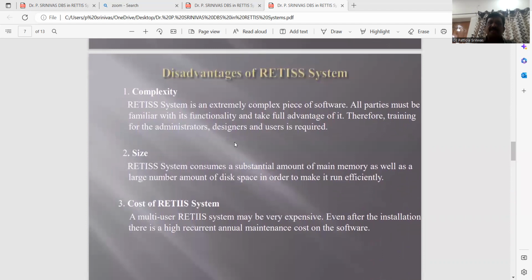And one more is the drawbacks. So the drawbacks of the RDBMS system. Here is the main important part. There are six different types of drawbacks of the RDBMS system in database security. The first one is called complexity. An RDBMS system is an extremely complex piece of software. All parties must be familiar with the functionality and take full advantage of it. Therefore, training for the administrators, designers, or users is required.